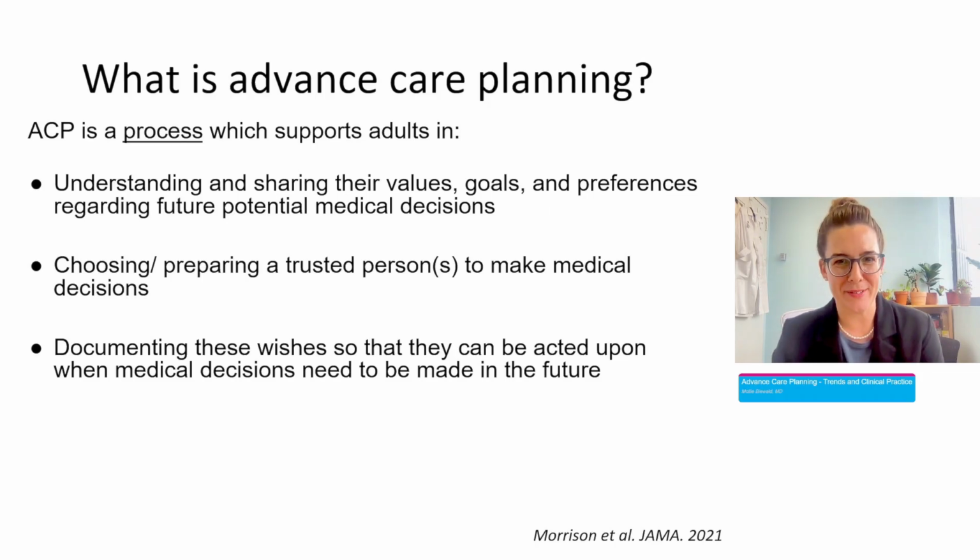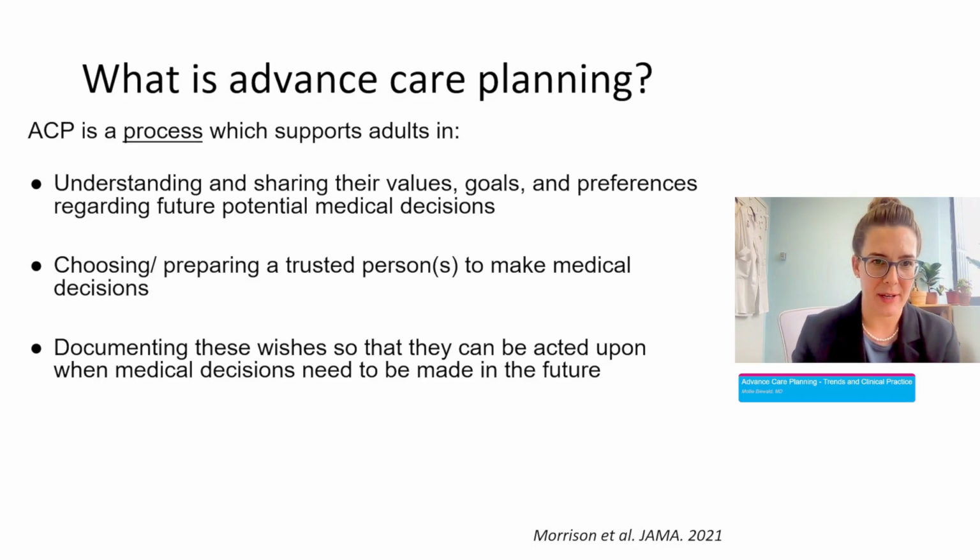So first of all, what is advanced care planning? Advanced care planning is a process, meaning that it's iterative over time, to support adults in understanding and sharing their values, goals, and preferences regarding potential future medical decisions, to help them in choosing and preparing a person to help make those decisions if they lose capacity, and potentially documenting those wishes so that they can be acted upon when decisions need to be made in the future.